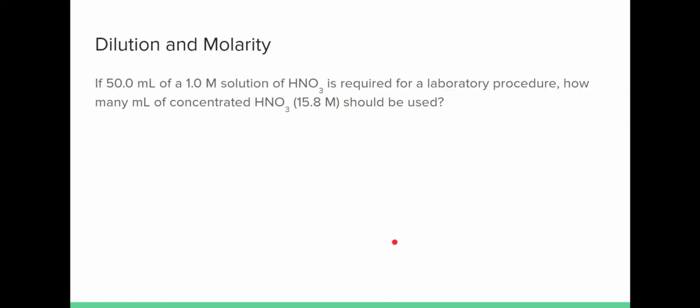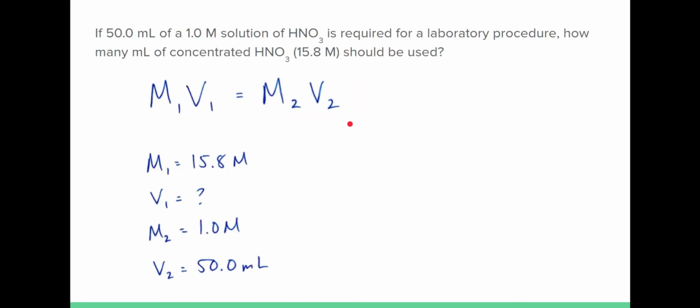When it comes to using the dilution equation to solve for various quantities, we do the same thing that we do with other types of math problems. We list our knowns and our unknowns. In this particular situation, we have 50 milliliters of a 1 molar solution of nitric acid that is required for a procedure, so that's going to be our final volume and our final concentration. How many milliliters of the original concentrated acid should be used?